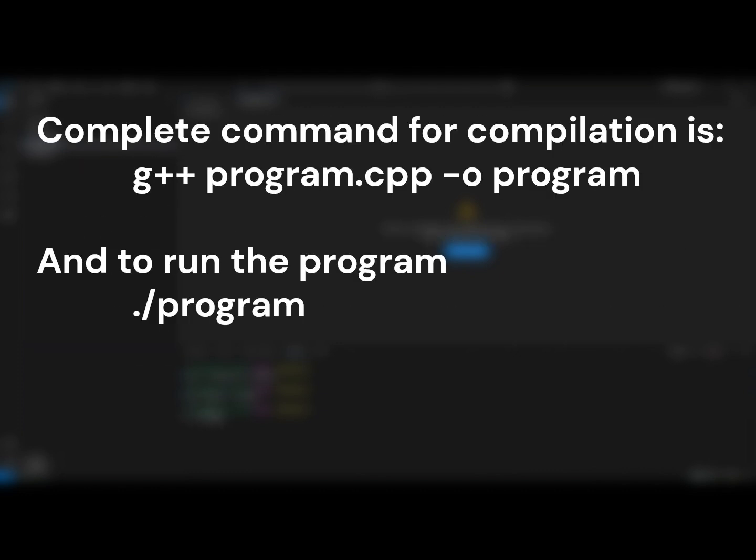So the complete command for compilation is g++ program.cpp -o program, and to run the program we should simply use ./program.